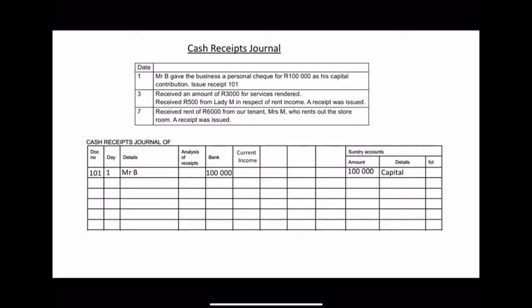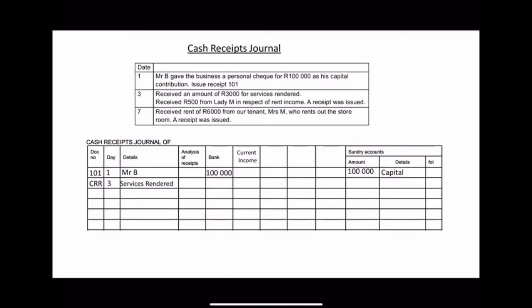Okay, next transaction. The date is the 3rd, and we received an amount of 3,000 Rand for services rendered. The first thing we're going to put in is services rendered, which is when we provide the service that the business is operating. So instead of putting a receipt number, we are going to put CRR, which means that the money was put into our cash register roll at the business. It is put into our cash register. Therefore, we don't need to give a receipt. And the detail is services rendered.